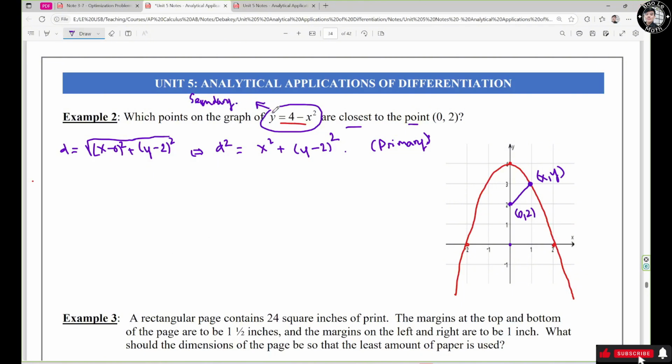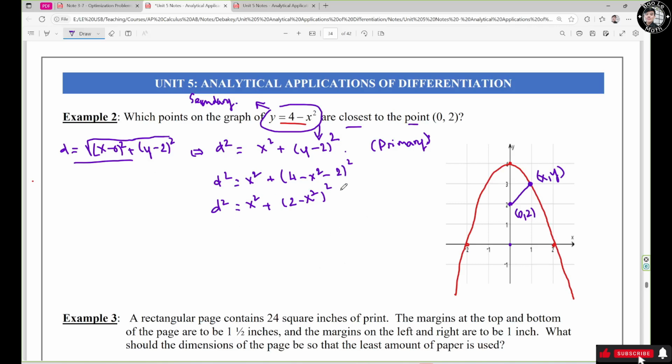Alright, so from the secondary equation, I need to solve for y and substitute into the primary equation. So I have d squared equals s squared plus (4 minus s squared minus 2) altogether squared. I need to simplify this one. So d squared equals s squared plus... now 4 minus 2 is going to be 2, right? So this turns out to be (2 minus s squared) altogether squared, right?